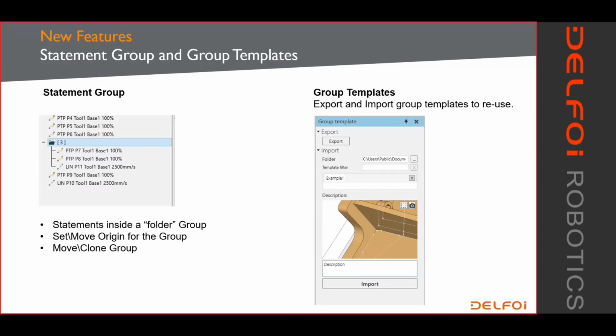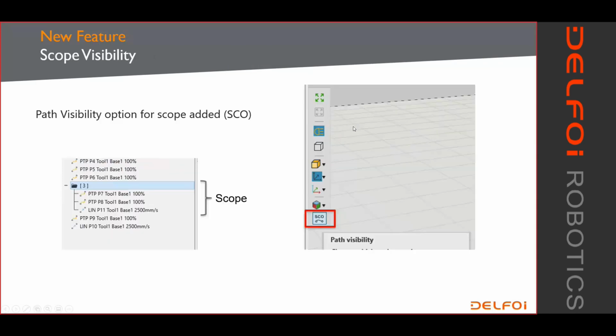And then related to that, you can also have group templates, which enables you to export these statement groups and then reuse them later in different areas of the assembly file or in a new assembly part later. And then we have scope visibility as a new feature also, so that with that function you can only see what is inside of one folder, for example.